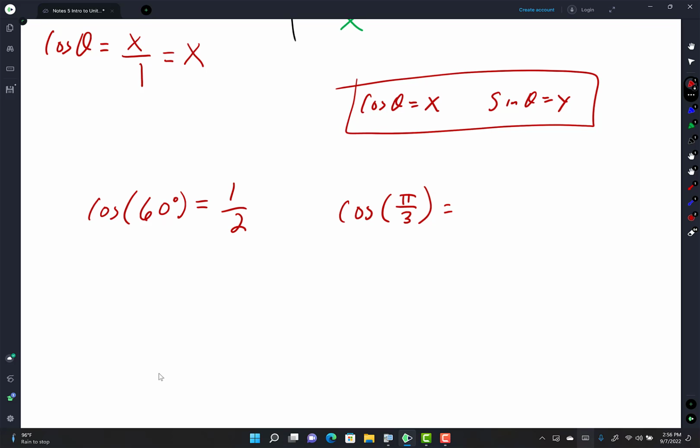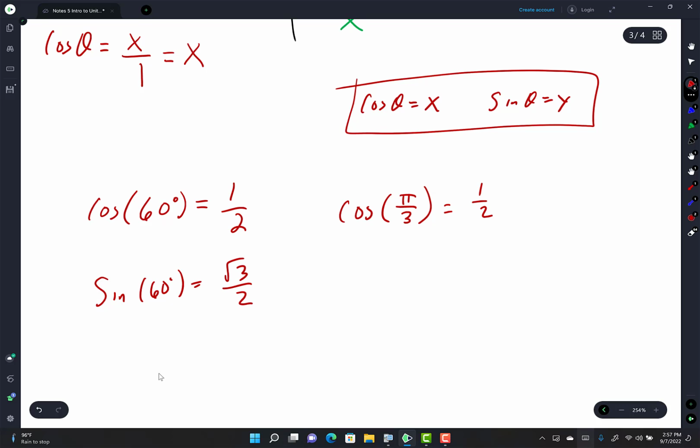Let's do one more, because let's not let cosine have all the fun. Let's do sine a little bit as well. If I write sine of 60 degrees, you're going to tell me square root of 3 over 2. If I write sine of pi over 3, you're going to tell me square root of 3 over 2. How do we feel?